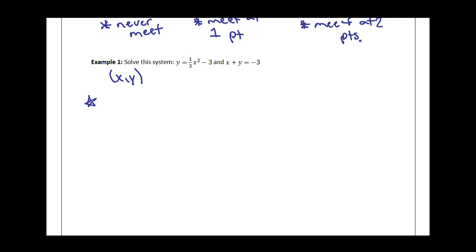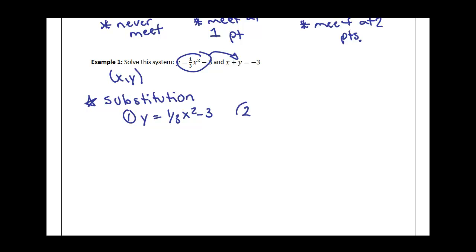So we do this by this method that you've learned before. You might remember it once we look at it, and it's called substitution. So in substitution, we're going to take one equation and set it equal to something that we can sub in to the other equation. So in this case, we're going to have our number one equation as y = 1/3 x² − 3, and number two equation as x + y = −3. So in this question, I'm going to sub 2 into 1.